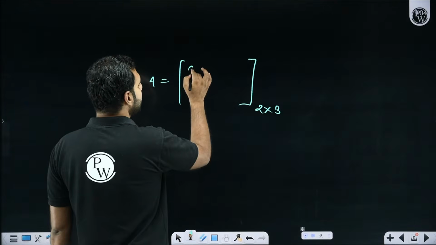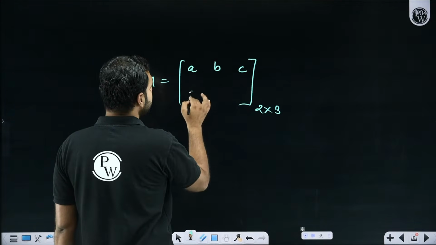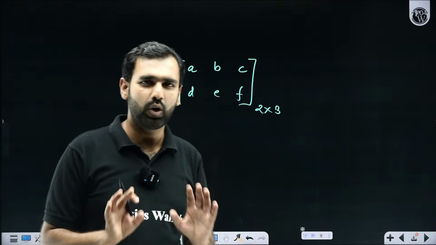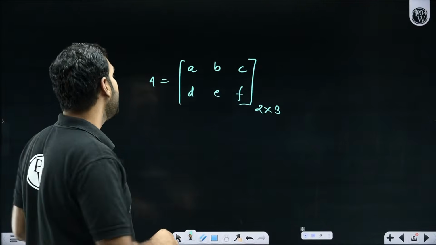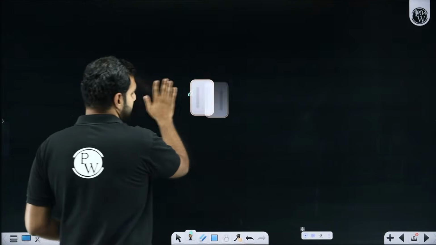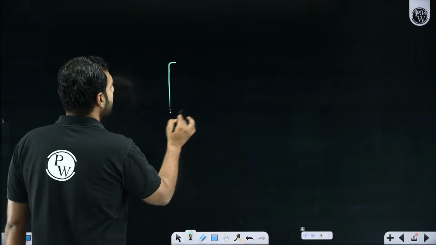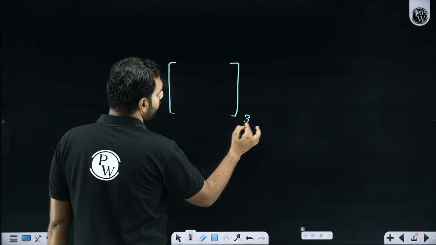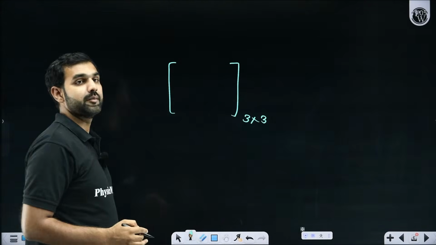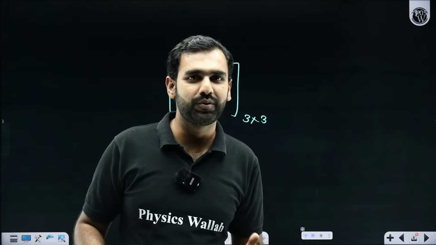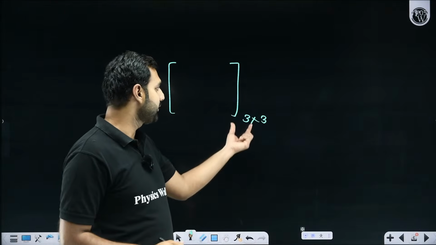So 6 elements, like 2 rows and 3 columns: A, B, C, D, E, F. This here is a matrix. I hope this is a very simple observation. But if I take a square matrix, what do you mean by a square matrix? A square matrix means that the number of rows and the number of columns are the same. If you see a matrix whose number of rows and columns are the same, then we call it a square matrix.